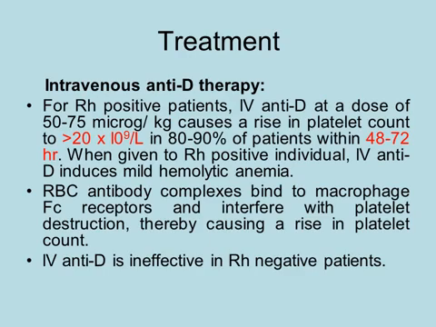When it is given to an Rh positive individual, IV anti-D induces mild hemolytic anemia. The RBC antibody complexes bind to macrophage Fc receptors and interfere with platelet destruction, thereby causing a rise in the platelet count. It is ineffective in Rh-negative individuals.